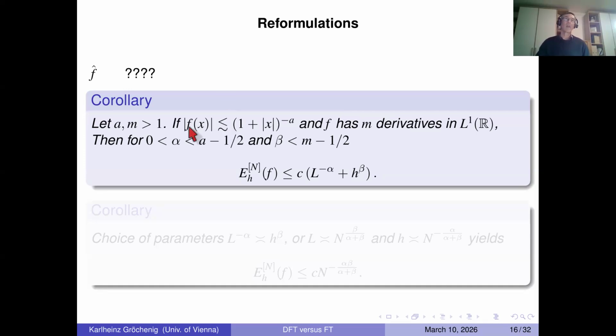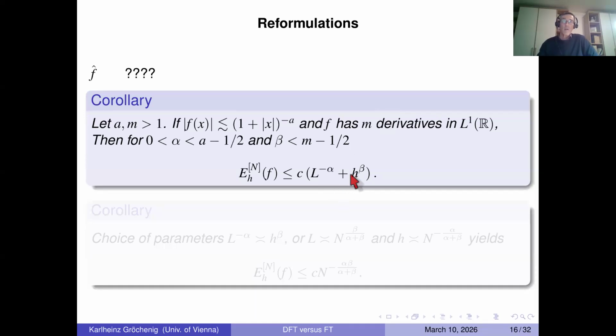And so we could say, okay, we know something about the decay of F, and we know something about the smoothness of F. And our assumption would be F has M derivatives, the integrable derivatives. Well, if you take the Fourier transform, that amounts to polynomial decay of order M. And so this is just a slightly stronger condition, and you get the same error estimate. So the decay condition on the Fourier transform is just a matter of smoothness, and of course, the error in the discretization depends on the smoothness.